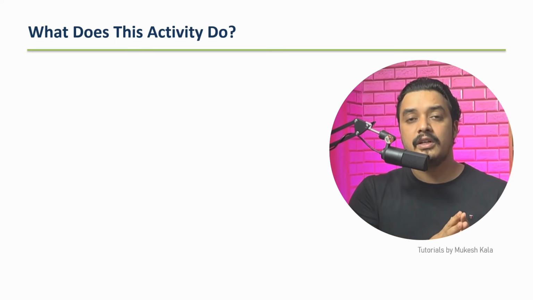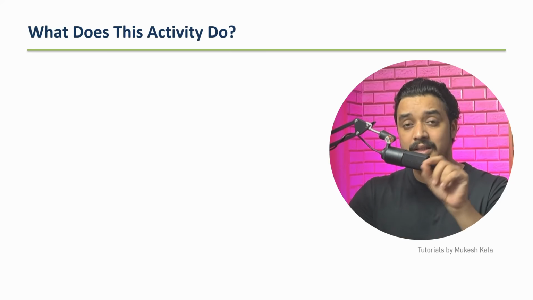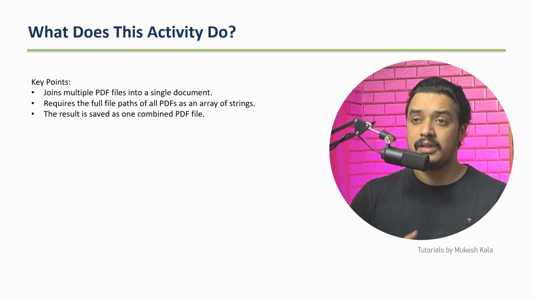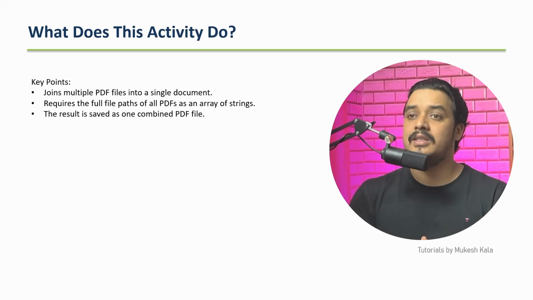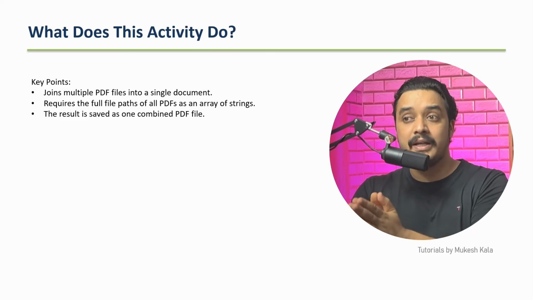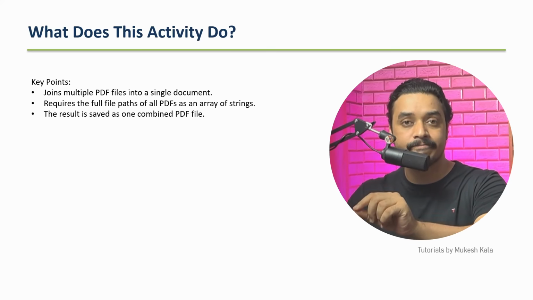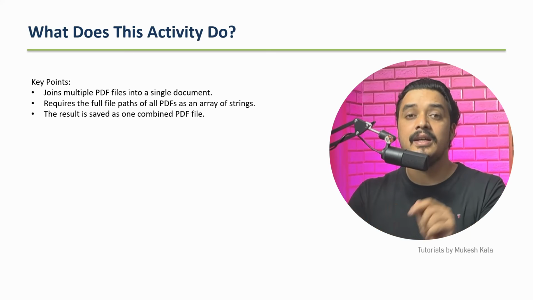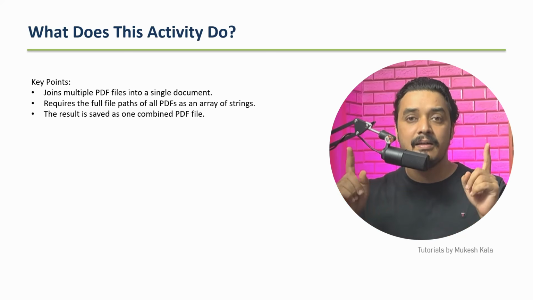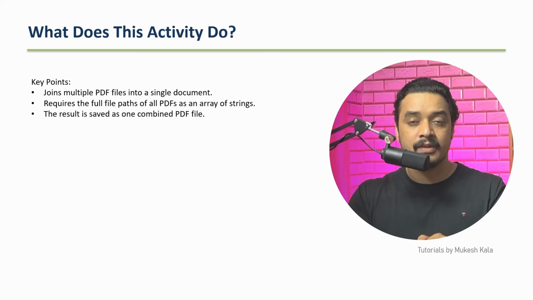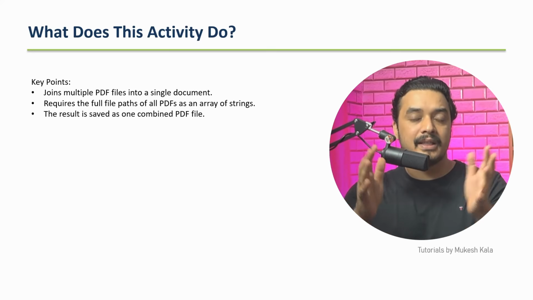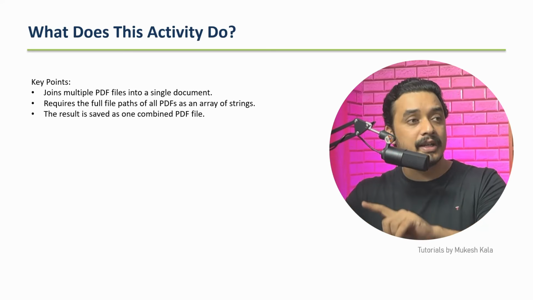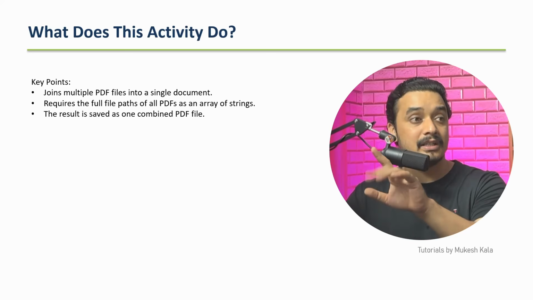Okay, so before directly jumping into the implementation, let's try to understand what this activity actually does. There are some key points which you need to remember as a developer. First of all, it joins multiple PDF files into a single document, as the name suggests. You have to provide the full path of the PDFs as an array of string. The important thing is that the output of this activity is a single path for the combined PDF. For example, if I have to combine 3 different PDFs, all the paths of those 3 PDFs would go as a string array to this activity. I'm going to show you with a practical demonstration, but it is important for us to know the properties.